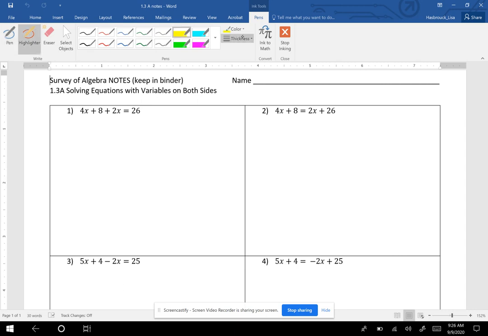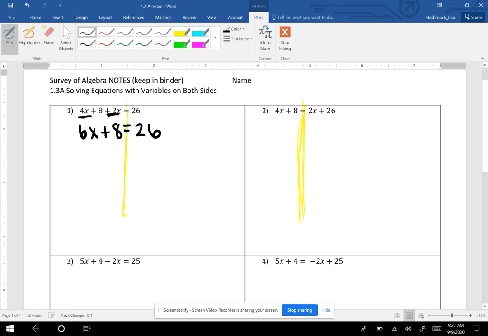So notice here, if I draw my wall, for number 1, all the x's are on the left. For number 2, you have x's on the left and the right, so they're going to be a little bit different. Let's take a look at that. For the first problem, since the x's are on the same side, I can just combine those like terms. 4x plus 2x to get a 6x plus 8 equals 26.